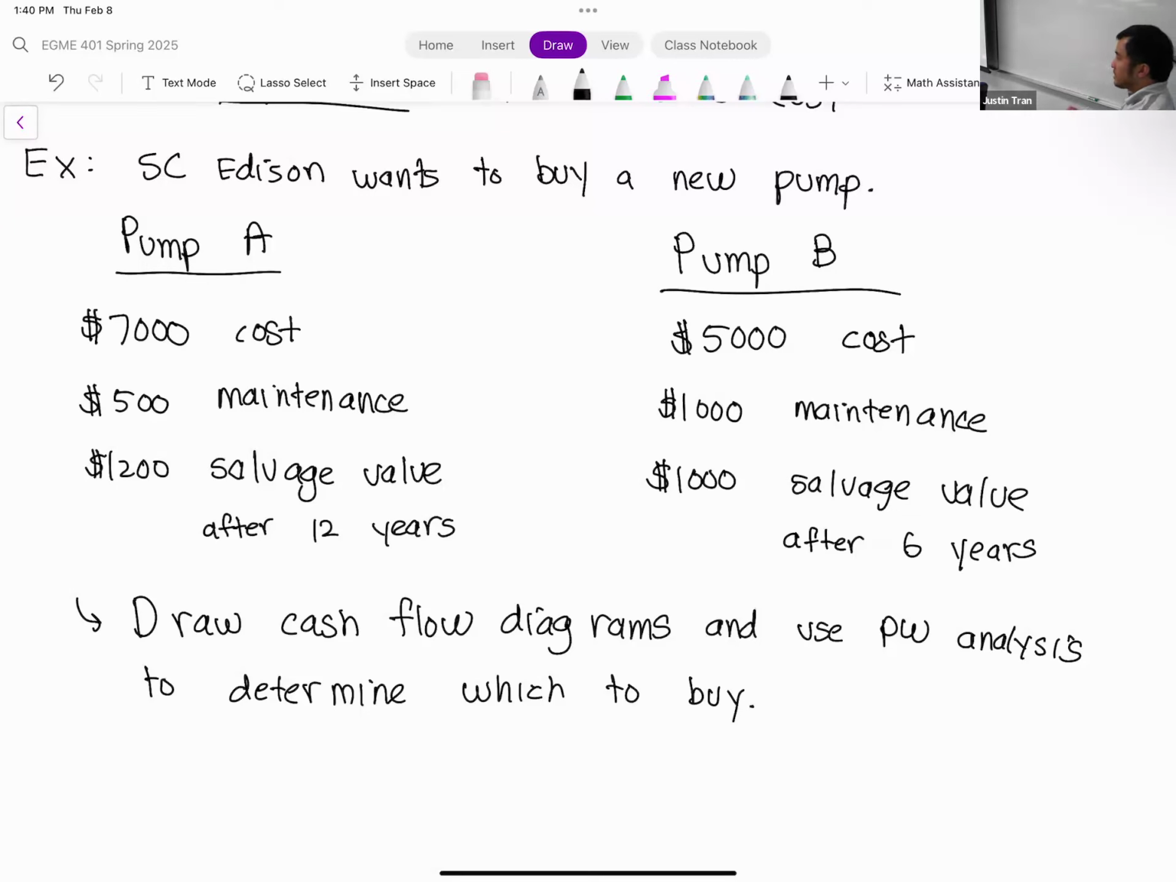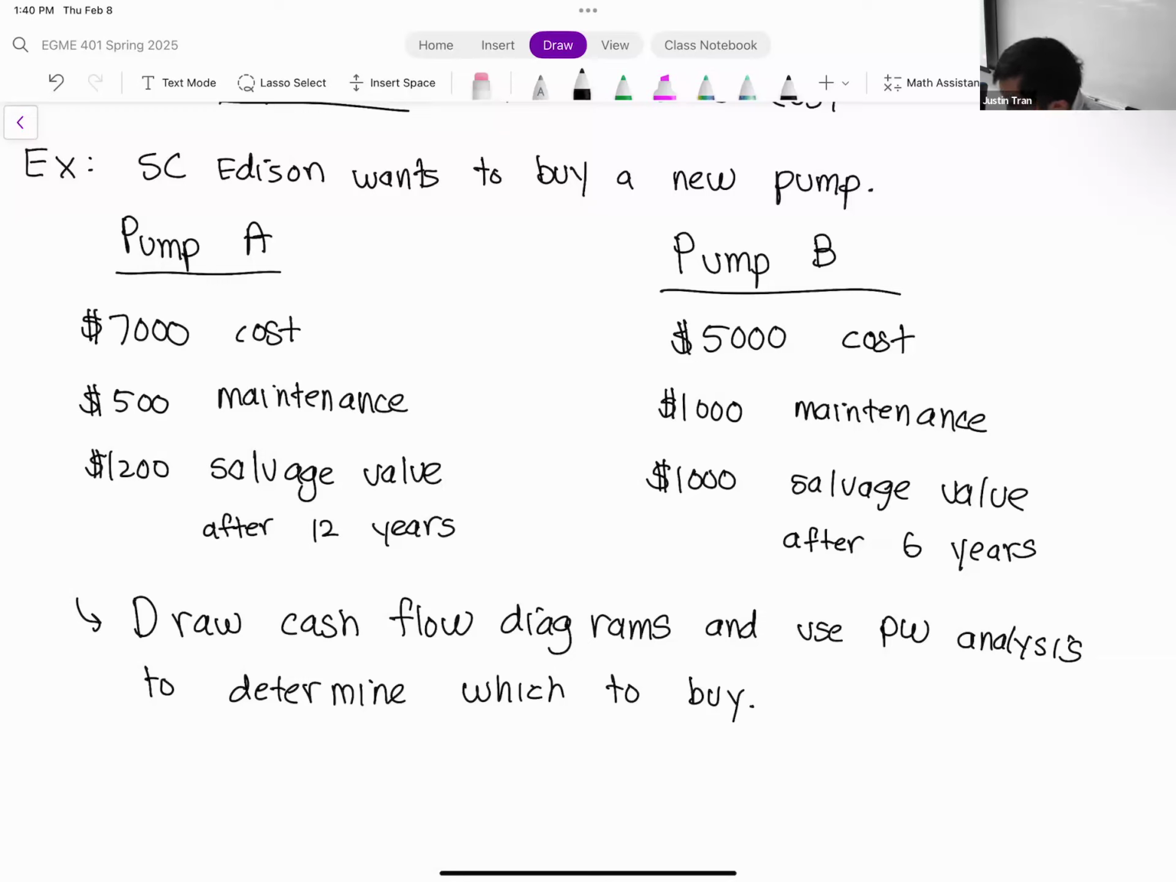So once again, this is kind of similar to our most previous example. We're not given any revenue numbers for the most part, we're just given their costs. And so we want to pick the one that has a lower overall cost. Okay.